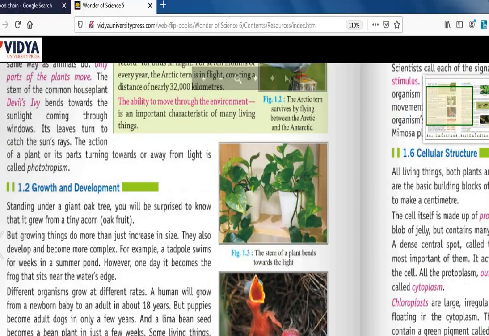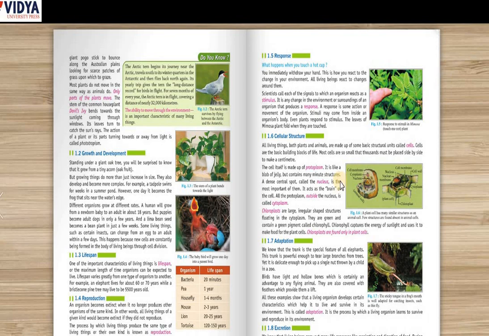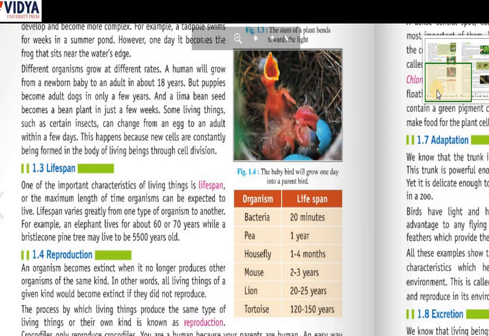The next characteristic is lifespan. What is lifespan? Lifespan is the maximum length of time an organism can be expected to live, and lifespan varies greatly from one type of organism to another. For example, an elephant lives for about 60 to 70 years, while a Bristlecone pine tree may live up to 5,500 years. And a few more examples are given here on the right side of the page.